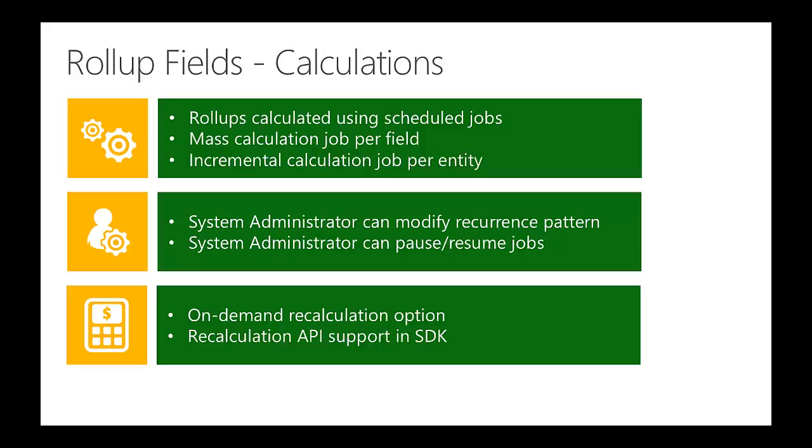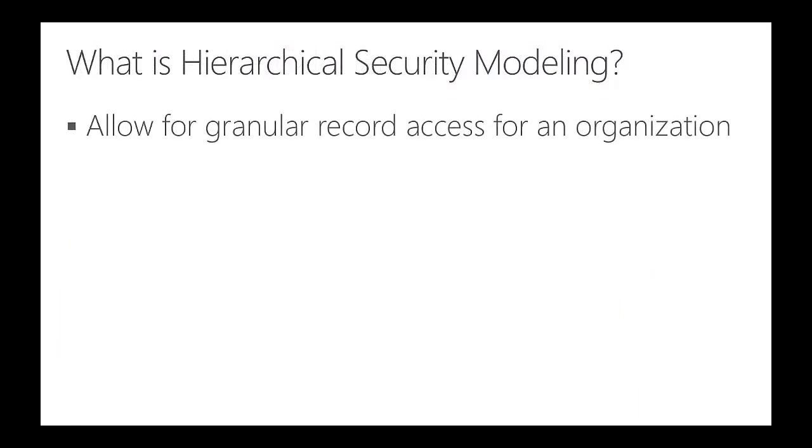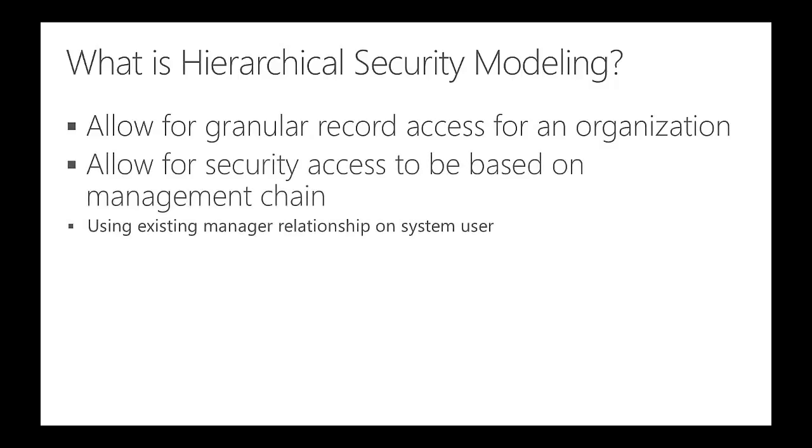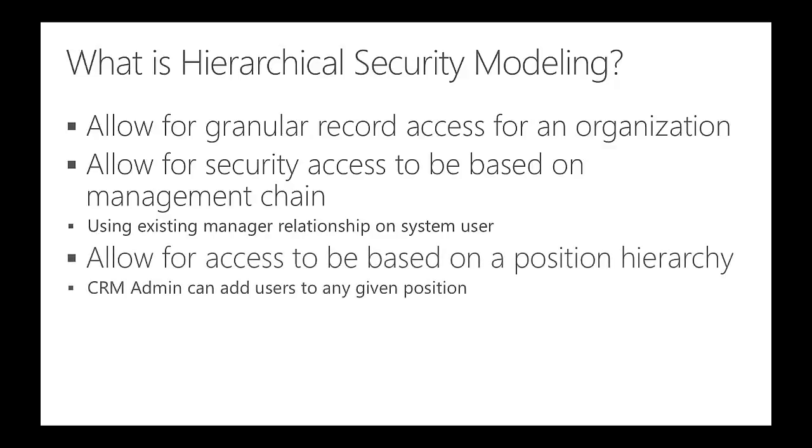If I move on and talk about the hierarchical security model, well, that allows for granular record access for an organization. It allows for security access to be based on a management chain, for example, using the existing manager relationship on a system user. It allows for access to be based on a position hierarchy, so a CRM admin can add users to any given position. So scenarios for this, for example, might be the ability for the direct manager to perform work on behalf of one of their reports, or the ability for the manager to access information that the report has that may need approval, for example.